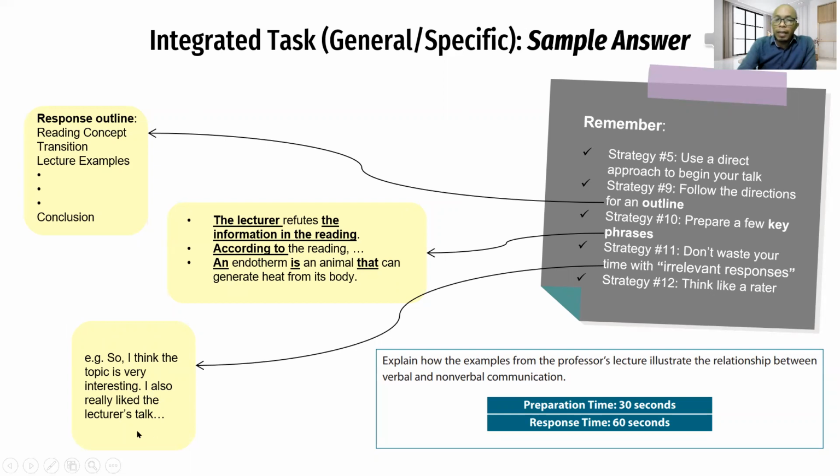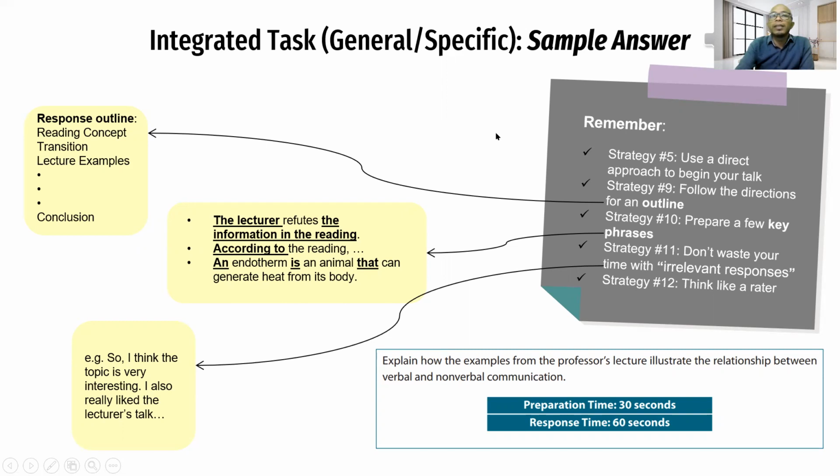ETS or the TOEFL iBT really discourages the memorized response. And the raters have been trained to identify those kinds of responses. So do not use them. Okay, and then think like the rater again. So try to remember the criteria that they will be looking for in your response.